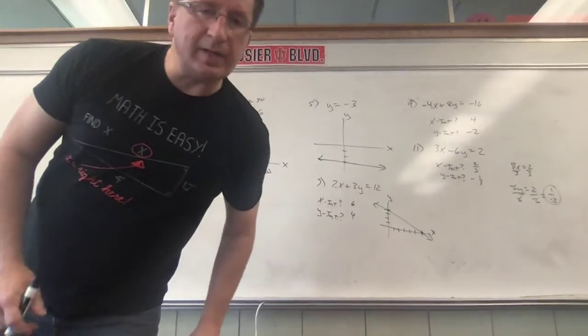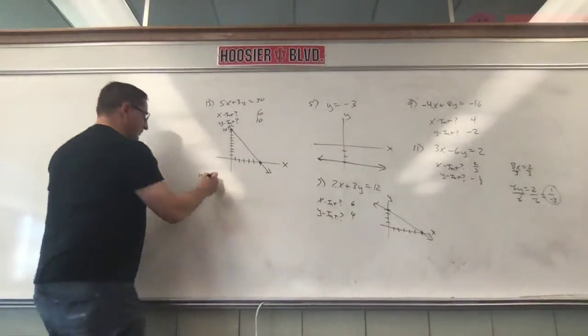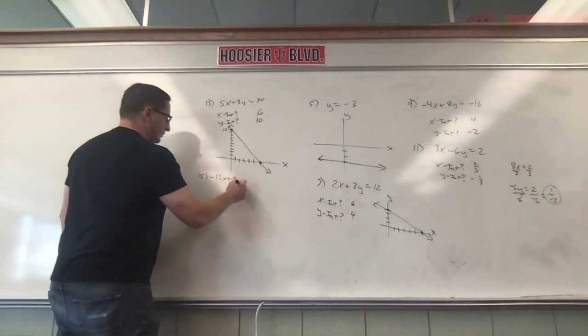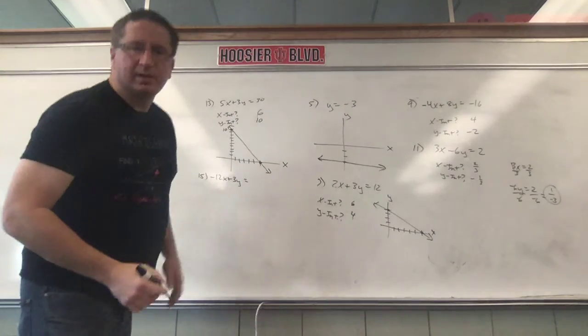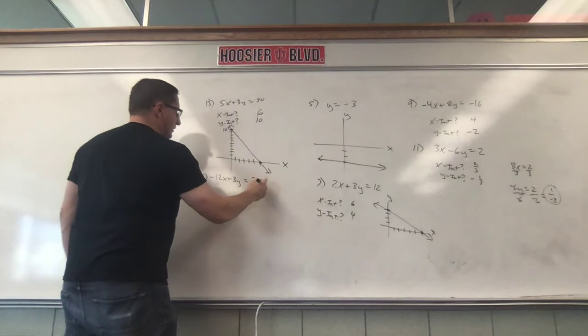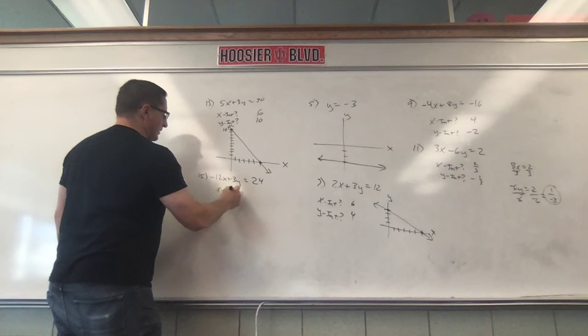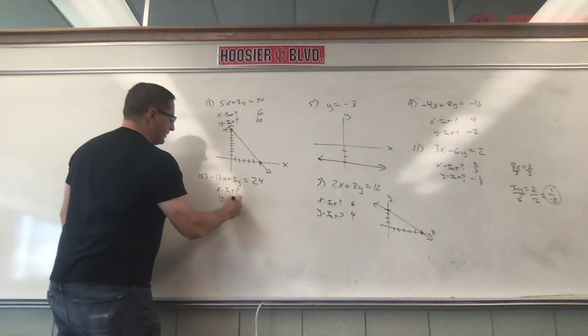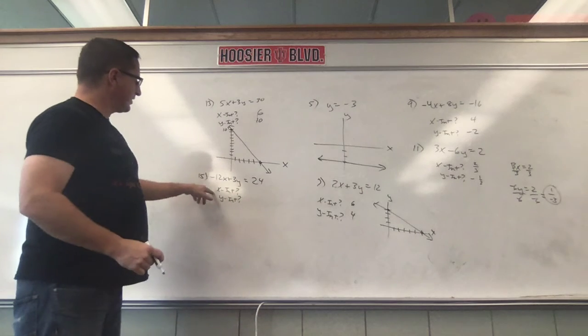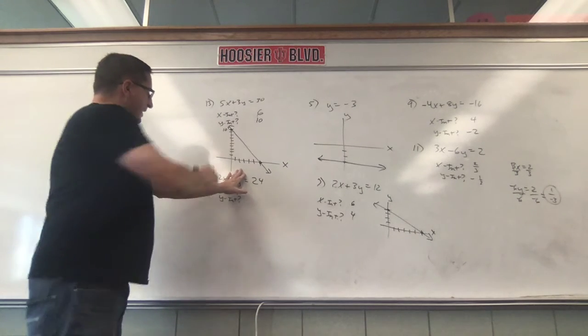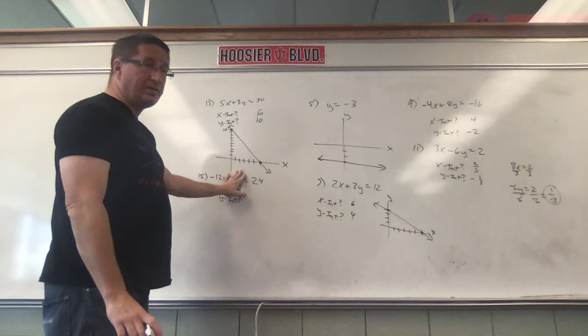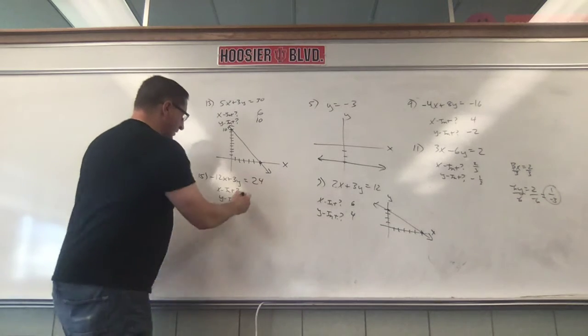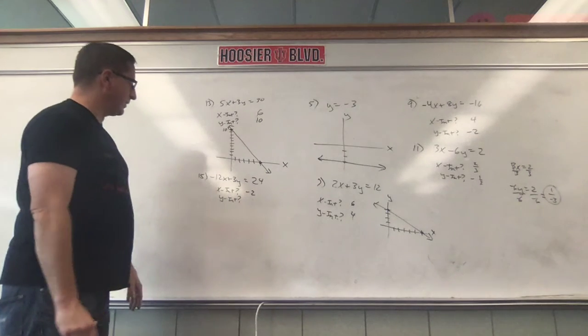We have negative 12x plus 3y equals 24, I think it is. Yep, 24. So to find our x-intercept, y-intercept. To find the x-intercept, cover up the y. Negative 12 times what is positive 24? Well, negative 12 times negative 2 is positive 24.